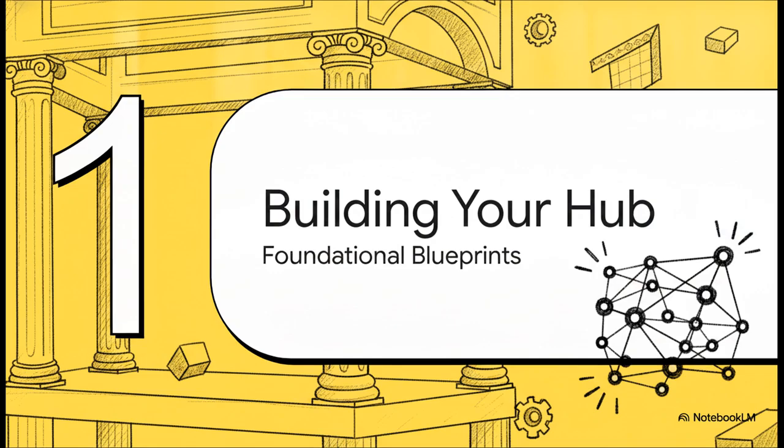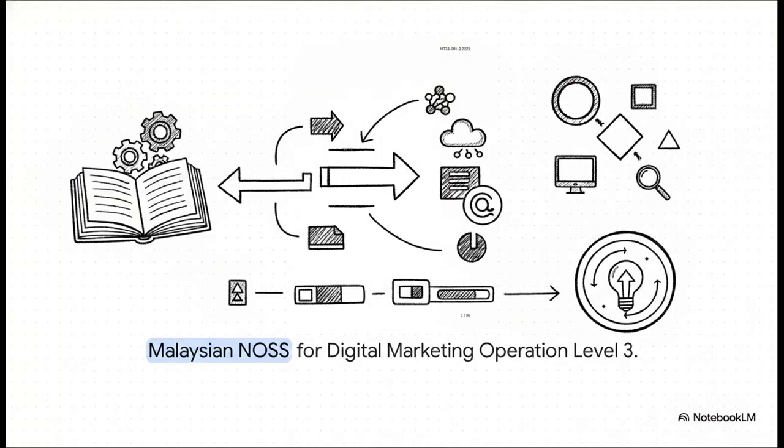Because you know as well as I do, in today's landscape, the architecture is literally just as important as the content itself. Take a look at this. We are taking a highly formal, traditional NOSS manual. Specifically, this is the Malaysian National Occupational Skills Standard for Digital Marketing Operation Level 3. Now, traditionally, this incredibly vital operational standard just sits there as a static, dusty PDF.